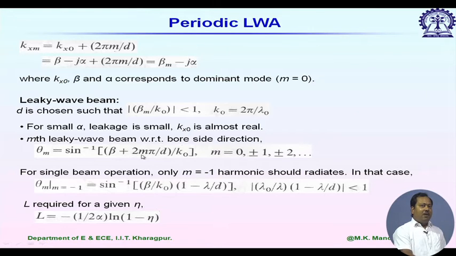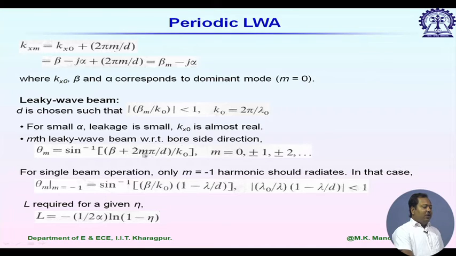We may have radiation from the m equal to minus 1 mode, or from the m equal to minus 2 mode. Let us consider the fundamental mode just after m equal to 0, the m equal to minus 1 harmonic, which is radiating. If I start from the cutoff frequency and keep on increasing the frequency, the mode that first radiates is the m equal to minus 1 mode. Now, let us put m equal to minus 1 here, and remember d is the periodicity. In this case, d represents the periodicity, the separation between two perturbations.